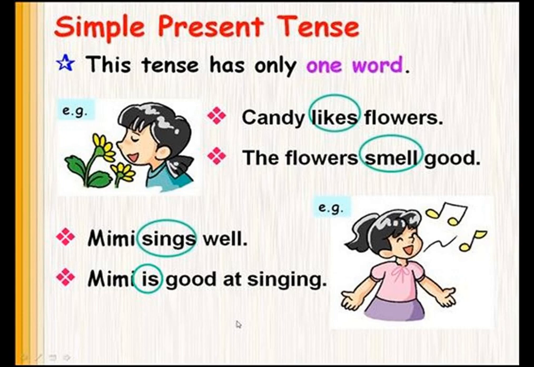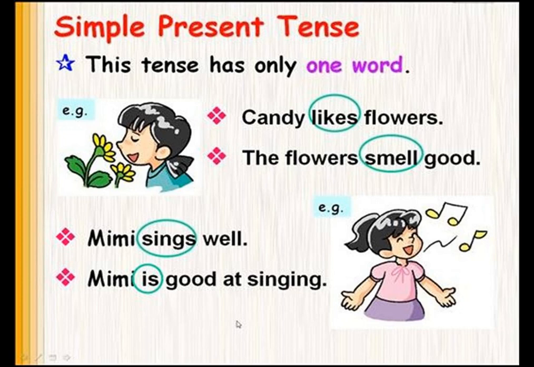And the next example is: the flowers smell good. Smell is also the simple present tense. Mimi sings well. These are all simple present tense. That means it is happening. It has not happened, and it doesn't mean that it is going to happen. It is a simple present, that means currently it is going on.